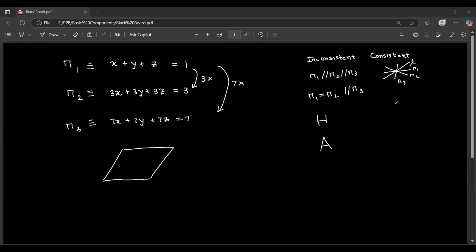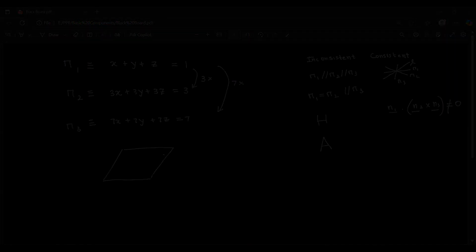Then we found out how to check whether it has a unique solution rather than an infinite number of solutions. We used N1 dot N2 cross N3 to find whether they have infinite solutions or not. If it is not equal to 0, they have one solution. If it is equal to 0, they have an infinite number of solutions. And then finally we came to the three same equations for the three planes. That's all you have to learn about the interaction of three planes in vector space.